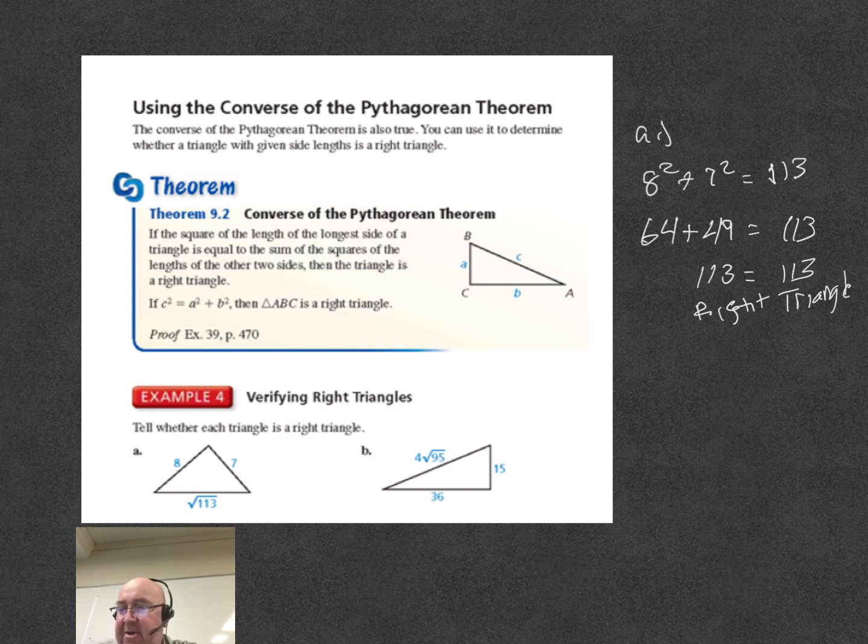We're going to take the other two down here. 15 squared is 225, and 36 squared is 1296, and 16 times 95 is 1520. So I add these up and I get 1521 is equal to 1520. That's not true. That's not a right triangle.